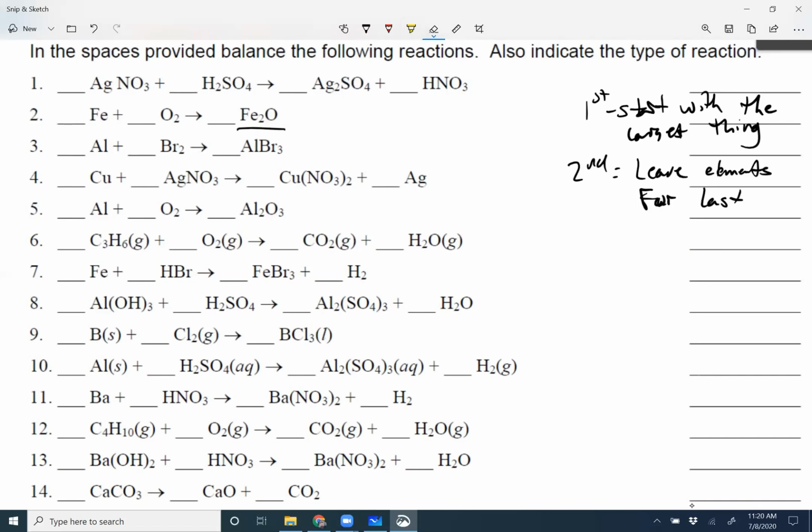So what we're going to do is we're going to look at this and go, okay, here's iron. Iron needs to be fixed, but so does oxygen. And if we're going to leave iron by itself for last, because it's just by itself, we can do whatever we want to it, then this is suggesting that we should fix the oxygens first. So let's do that. Let's put a 2 here to fix the oxygens. And remember, these coefficients affect everything. So there are now 4 irons over here, and there are 2 oxygens. Well, that makes this balance. But now, since we followed tip number 2, that means that we can now fix our iron with a 4.